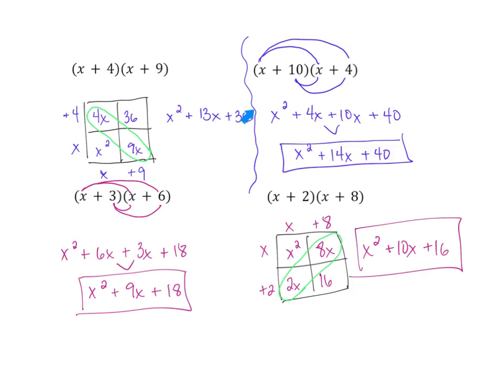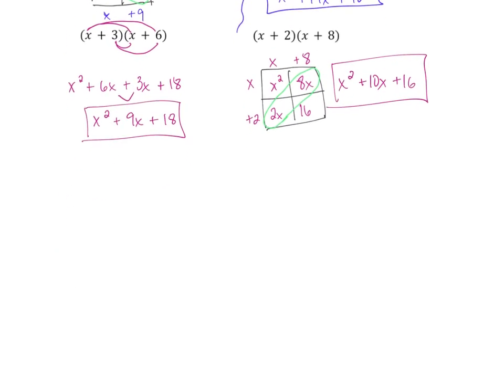If you look at the last term, the c value, 4 times 9 is 36, 10 times 4 is 40, 3 times 6 is 18, 2 times 8 is 16. So in each of these cases, we have a pretty clear pattern. So if I want to just make up something where I've got x plus 10 times x plus 12.